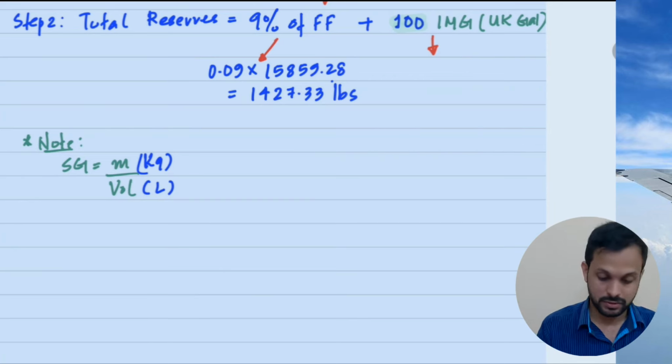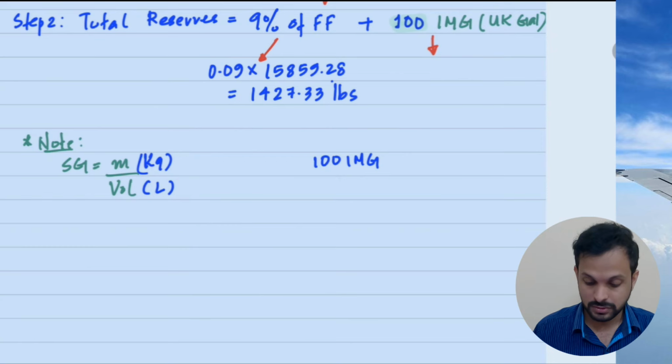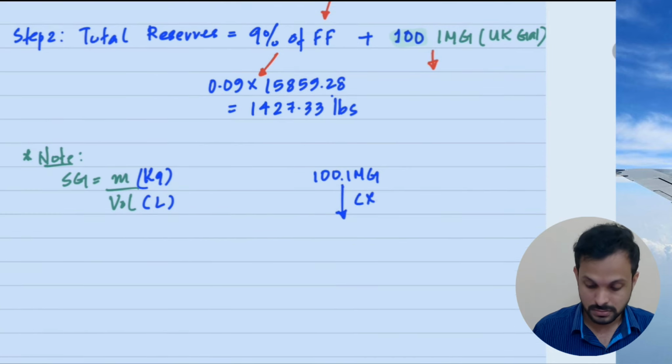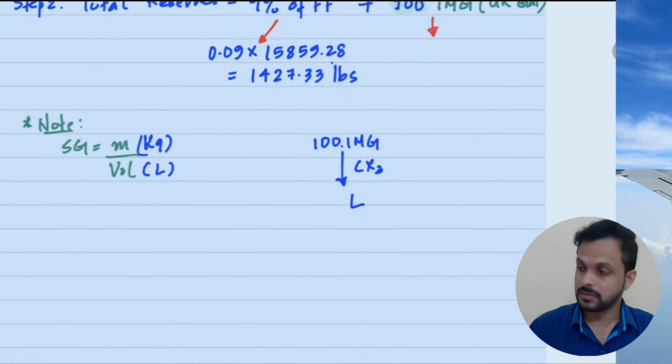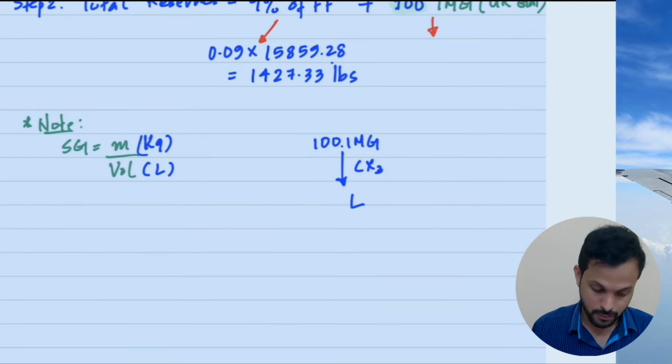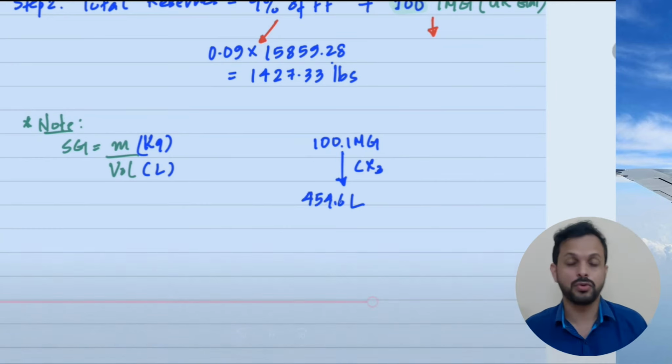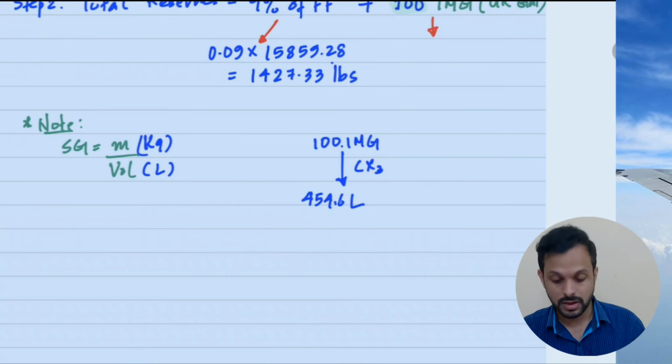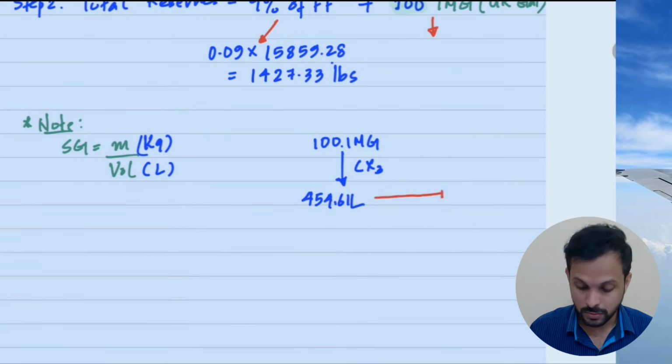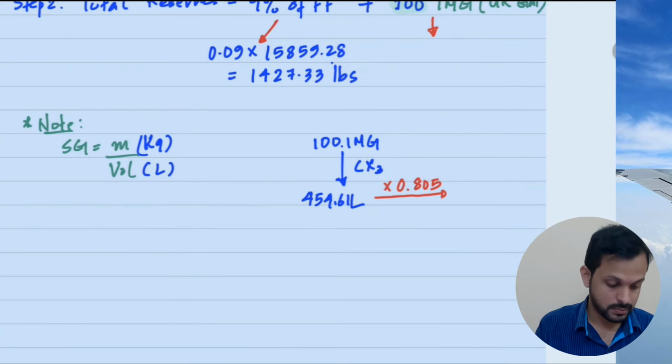So let's do that here. 100 Imperial gallons, we can use the CX3 and convert these to liters. That's 454.6. Once you navigate to your unit conversion tab and go all the way down to volumes, you can enter 100 in Imperial gallons or UK gallons, hit the convert unit button and navigate to liters. Perfect. Now once you have the volume in liters, to find the mass in kilograms, you have to multiply this with specific gravity.